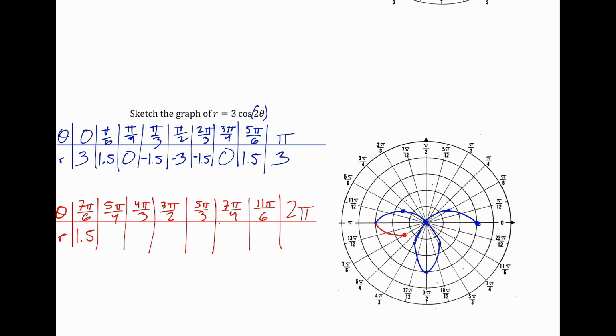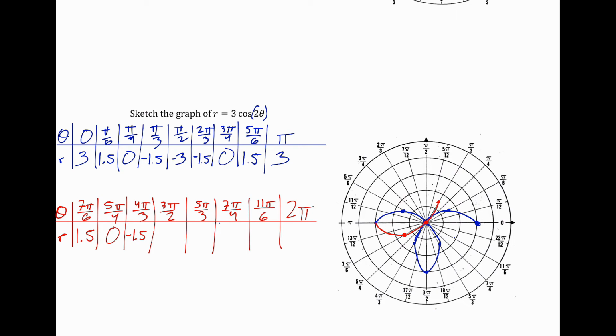5 pi over 4, you plug that into the equation, you end up with 0. So that's back right at the pole, right at the origin again. 4 pi over 3, plugging that in, we get negative 1.5. There's a pattern that you're probably picking up here. So we're facing 4 pi over 3, facing this direction here. But instead of going in the positive direction for that angle, we're going to go in the opposite direction. We're going to go 1.5 that way, so we're going to be up here. And we'll keep connecting our dots as we go.